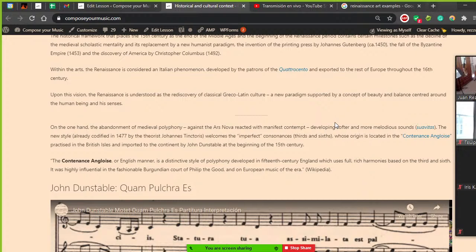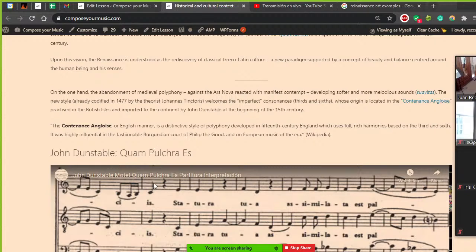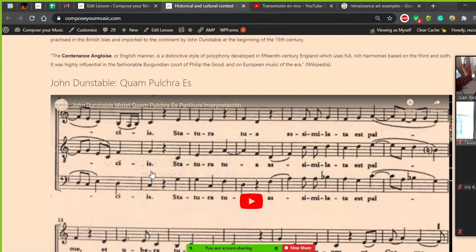The new style, already codified in 1477 by the theorist Johannes Tinctoris, welcomes the imperfect consonances, thirds and sixths, whose origin is located in the consonants anglois, practiced in the British Isles and imported to the continent by John Dunstable at the beginning of the 15th century through France, actually. So this person is particularly important in history. He was a lute player, but he's English. And then he traveled to France.